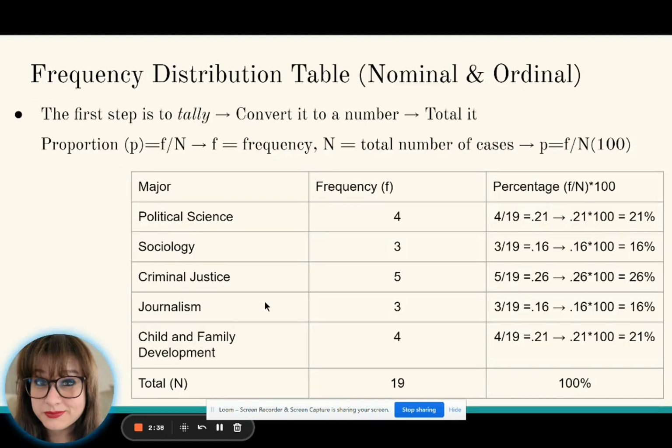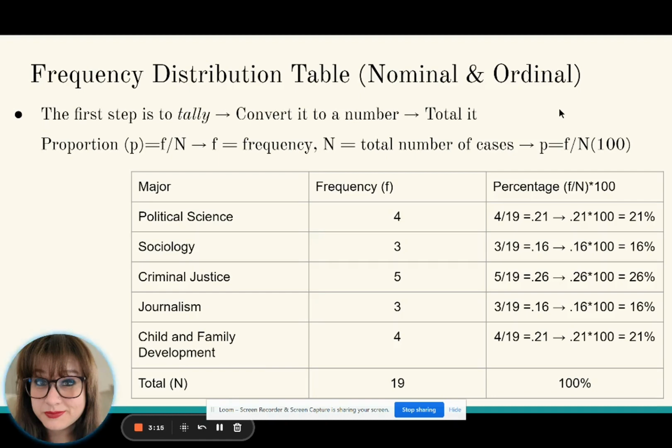So this is your frequency distribution table. We've gone over it, but just as a reminder, your first step is to really tally. In terms of tallying, you don't have to do it necessarily, but if you're doing something in the moment, the tallying is important. And then you have these two formulas. The first is proportion, which is P equals F divided by N. In this case, F is your frequency and N is your total number of cases.